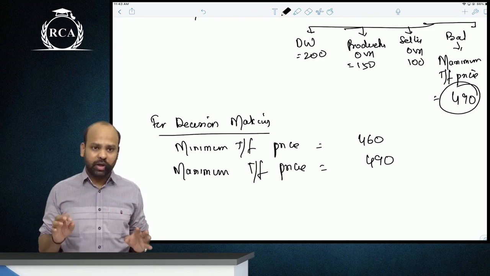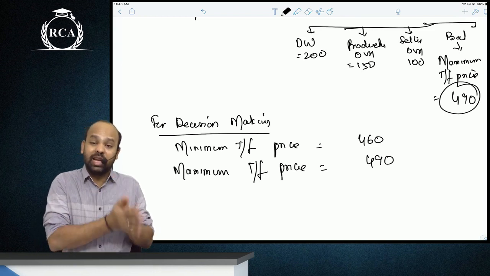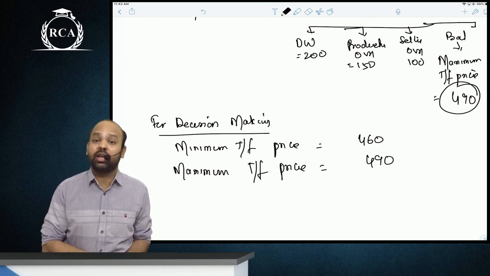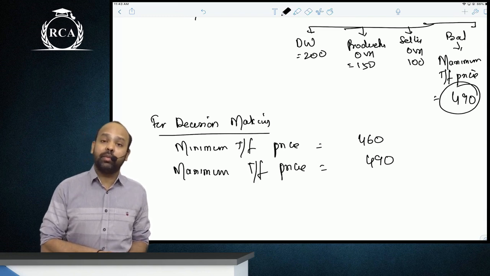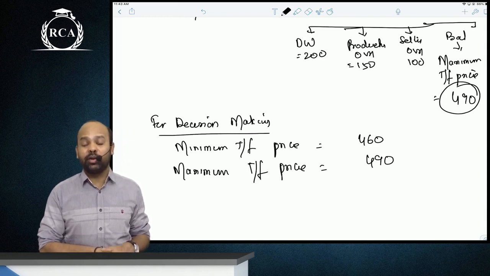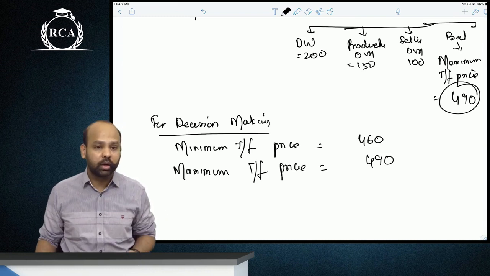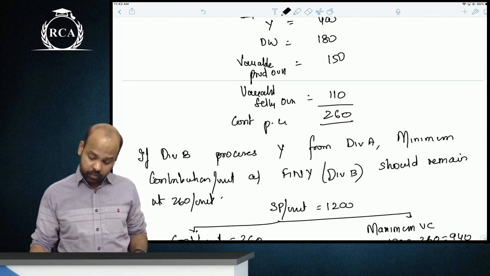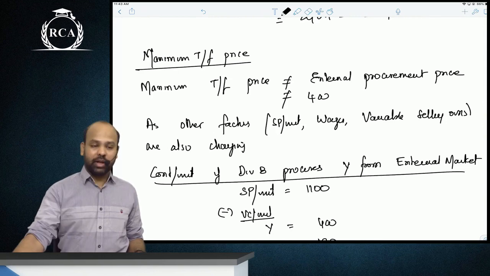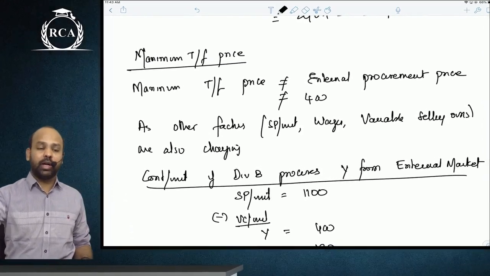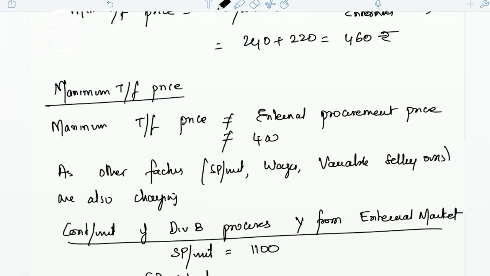From the viewpoint of the company, instead of selling product Y in the external market, we should sell it internally. It will help the company make 3000 units into 30 rupees more, that is 90,000 rupees more. Understood, sir? Everyone write this concept of maximum transfer price. I hope you have understood this.